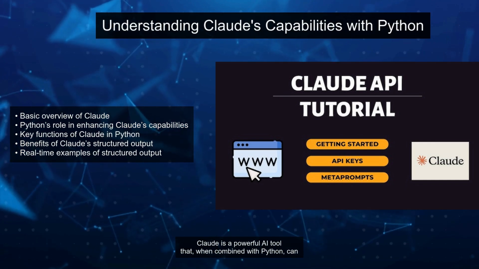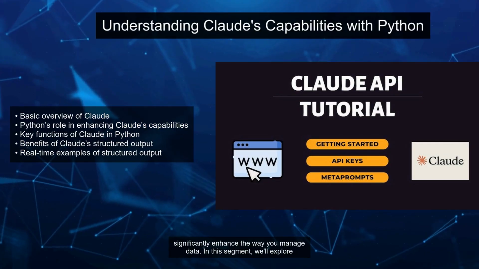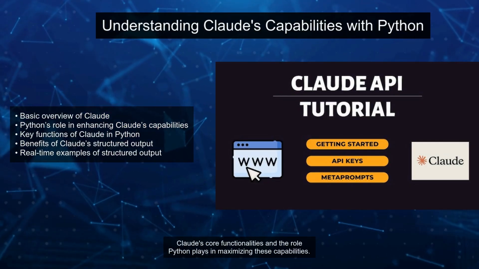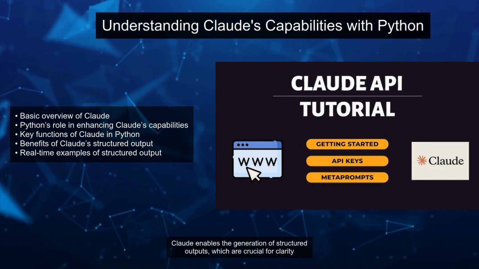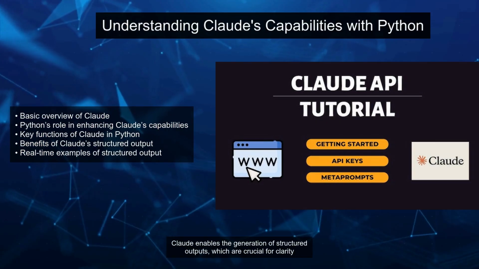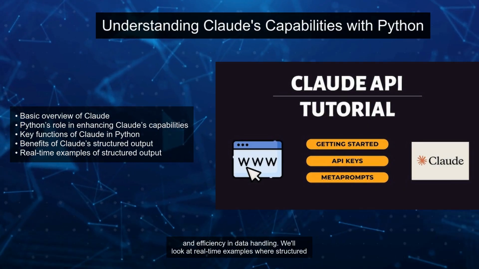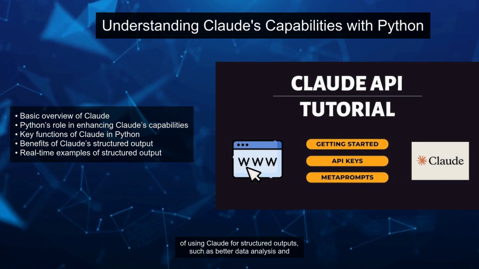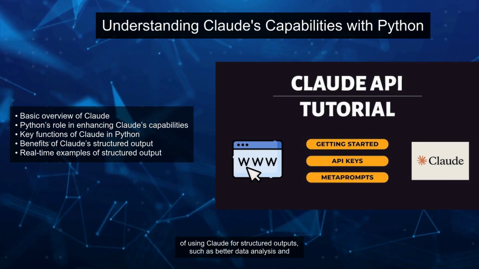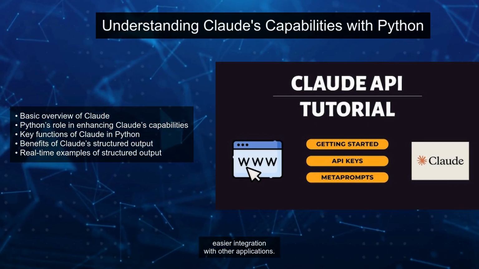Claude is a powerful AI tool that, when combined with Python, can significantly enhance the way you manage data. In this segment, we'll explore Claude's core functionalities and the role Python plays in maximizing these capabilities. Claude enables the generation of structured outputs, which are crucial for clarity and efficiency in data handling. We'll look at real-time examples where structured data formats have led to improved AI results and discuss the benefits of using Claude for structured outputs, such as better data analysis and easier integration with other applications.